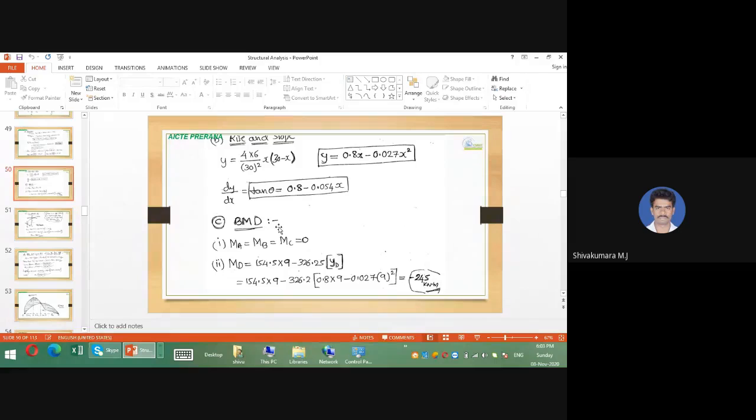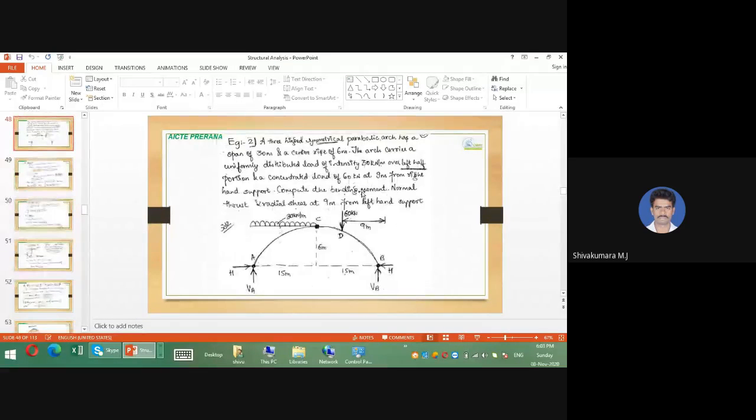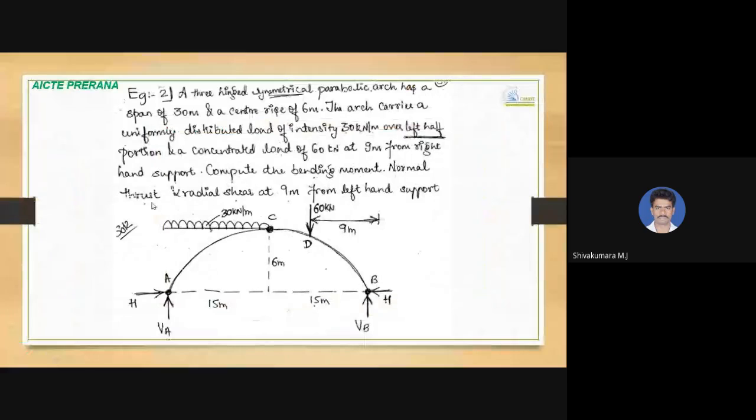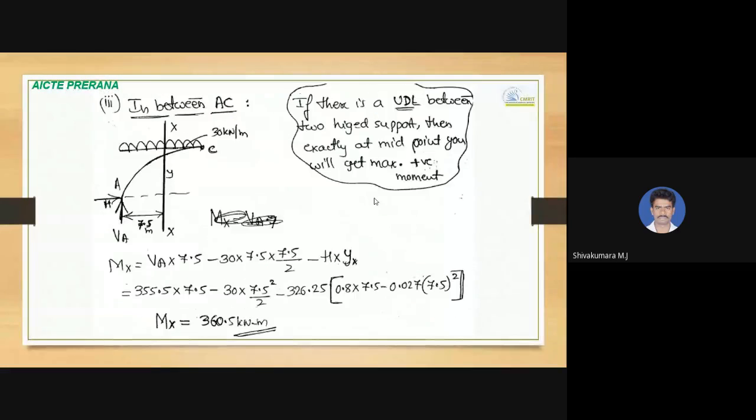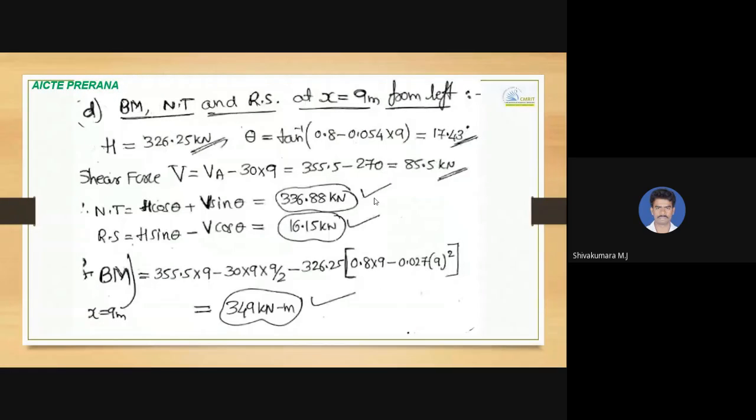And x over here in the question, you can have a look. We are asked to calculate the normal thrust and radial shear at a distance of 9 meter from the left hand support. So we need to substitute the value of x as 9 meter. So theta you are going to get as 17.43 degree.